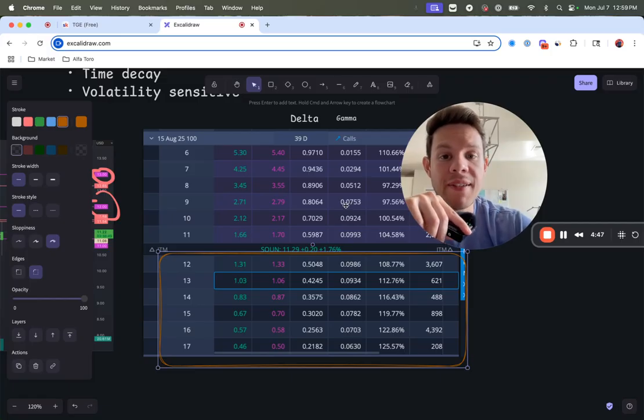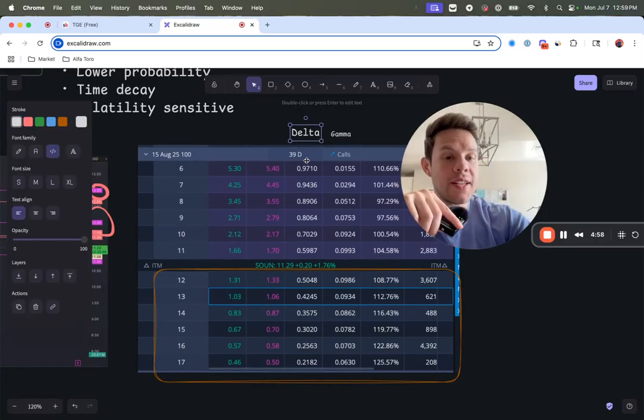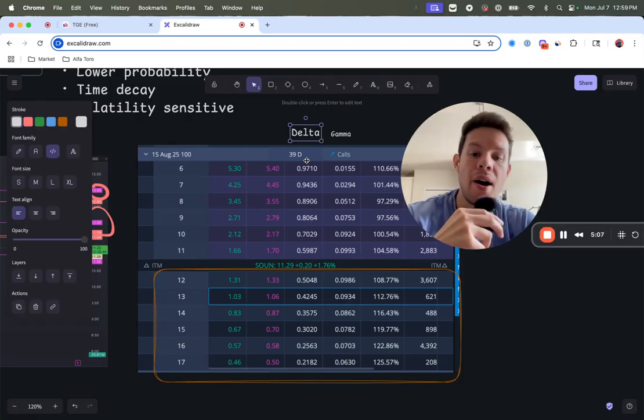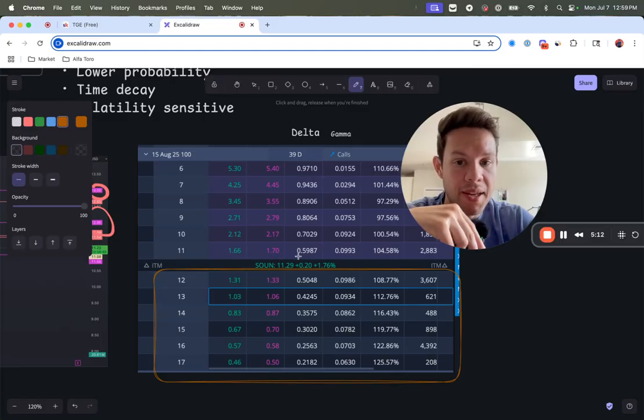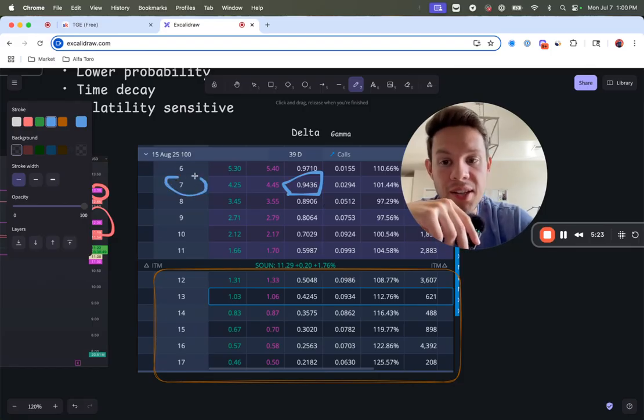Another thing that gives a high chance of expiring worthless is the delta. The delta is extremely low. The delta column right here, at the surface level, tells you how much money you're going to be making per dollar move that the stock makes, right? But the way we like to use the delta as well is as a probability measurement tool. So if you have a delta of 0.94, that's a 94% chance that this strike, the $7 strike, is going to end up in the money.